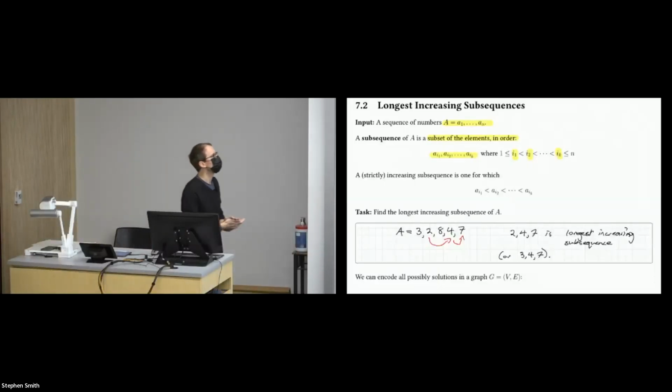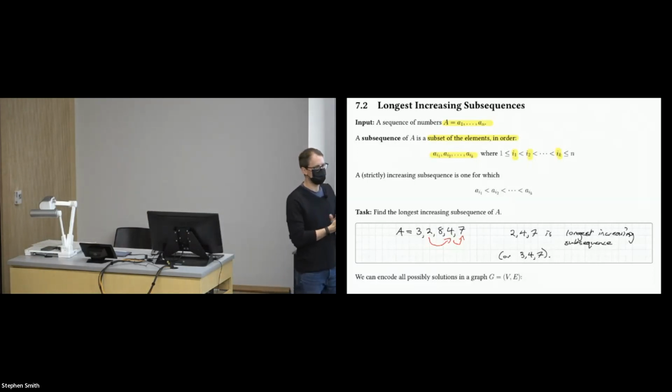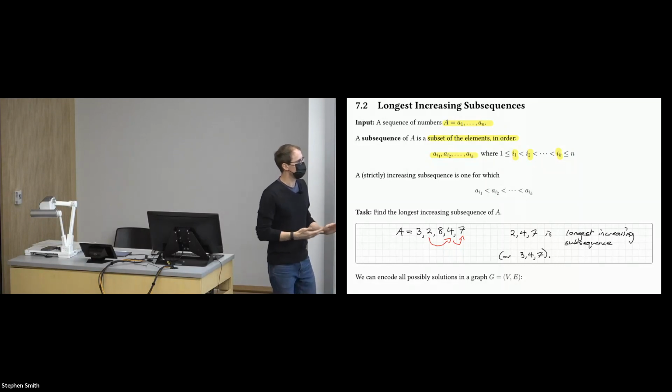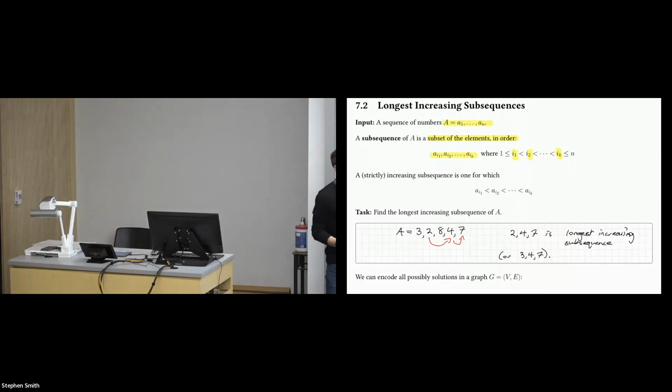Okay, so if you remember, hopefully from yesterday, the longest increasing subsequence. In this example, A was the sequence 3, 2, 8, 4, 7. And the longest increasing subsequence is that I hop from number to number, going from left to right, and as I hop along, the numbers have to be increasing. So two solutions of length 3 here are 3, 4, 7 or 2, 4, 7.